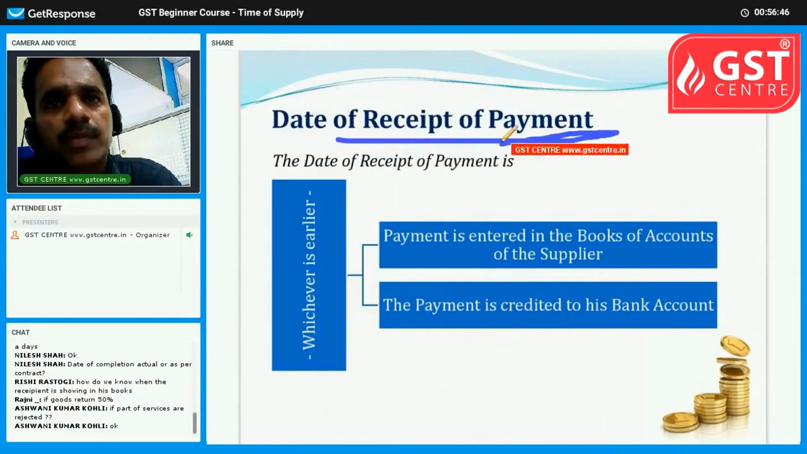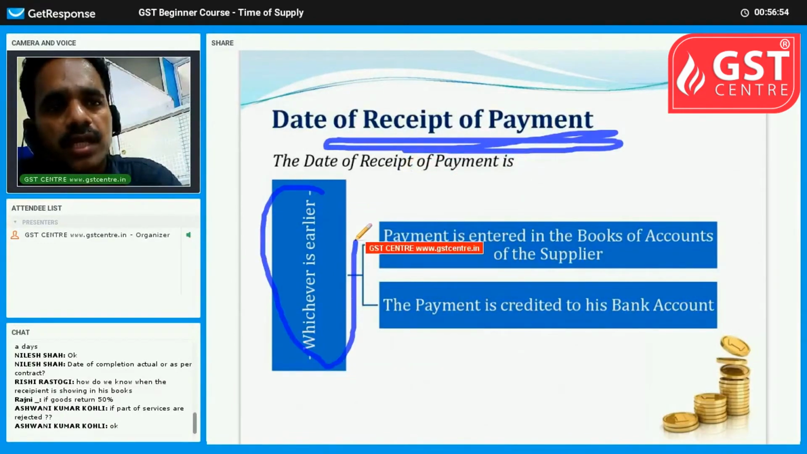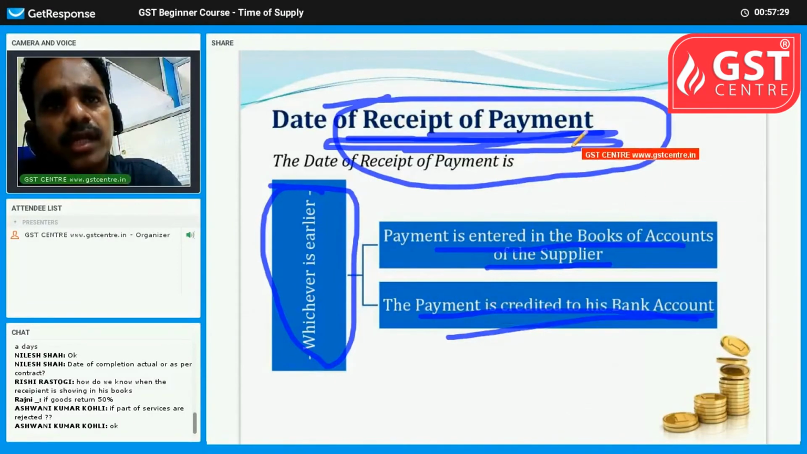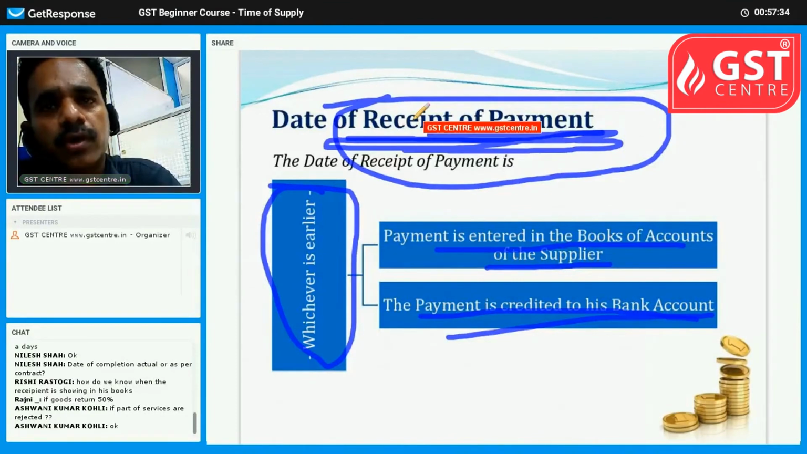Then we have seen that the date of receipt of payment should be applied in the rules. For determining the date of receipt of payment, we have to take two dates, and whichever is earlier should be taken as the receipt of payment for determining the time of supply as per the rules. So if the payment is entered in the books of accounts by the supplier, that date can be taken. And if the payment is credited to his bank account, then that date should be taken. Whichever is earlier should be taken as the receipt of payment date.